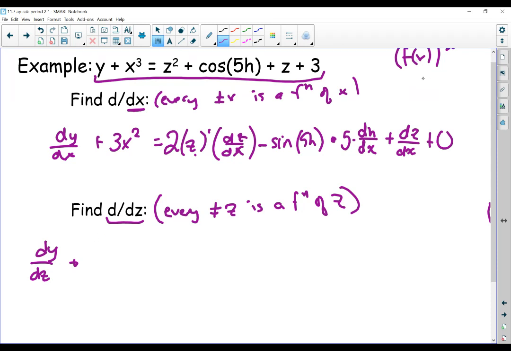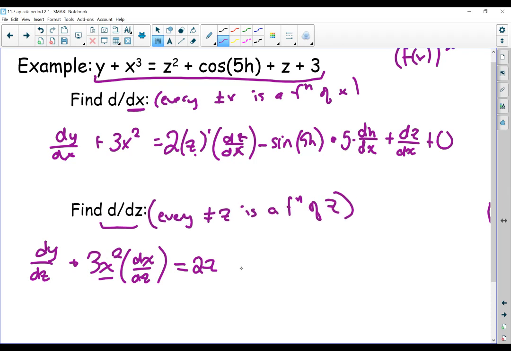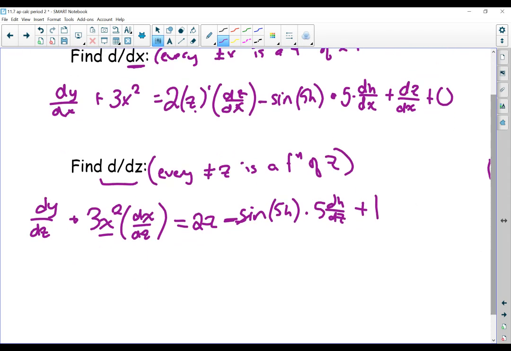It's similar to this idea right here. So it'd be 3x squared times the derivative of the function, which would be dx/dz if I use slope notation. Equals, okay, now z squared, if z is the independent variable, I'm just going to take the derivative of that expression like I would if it was explicit. Minus sine of 5h times 5 dh/dz plus the derivative of z would be 1 plus the derivative of 3 would be 0. Okay, I could do the same thing with respect to y.